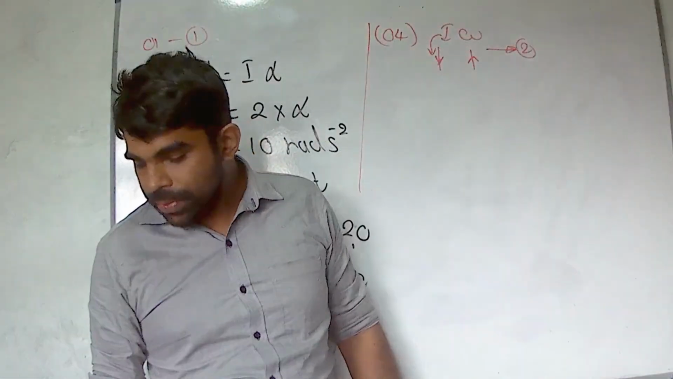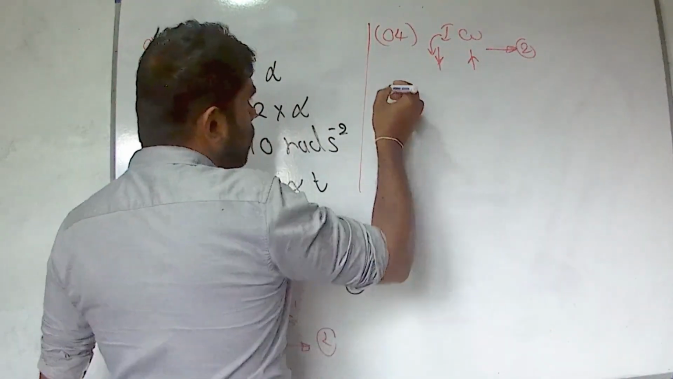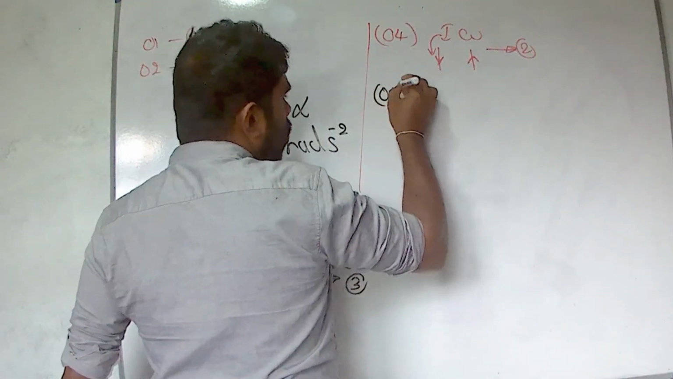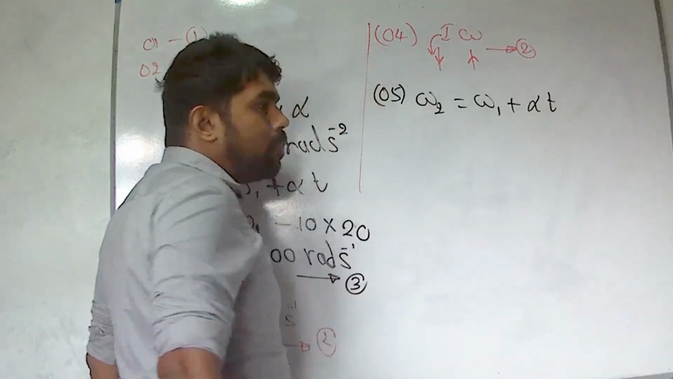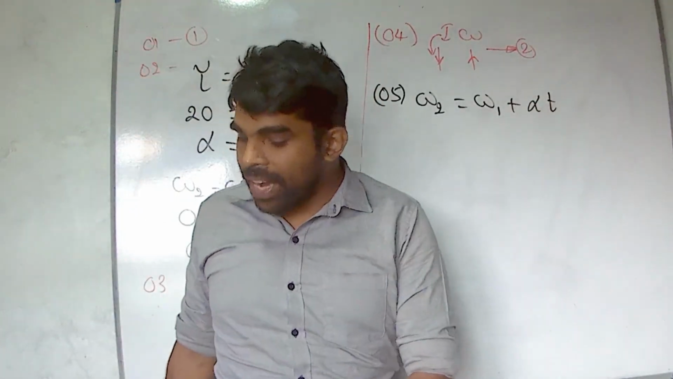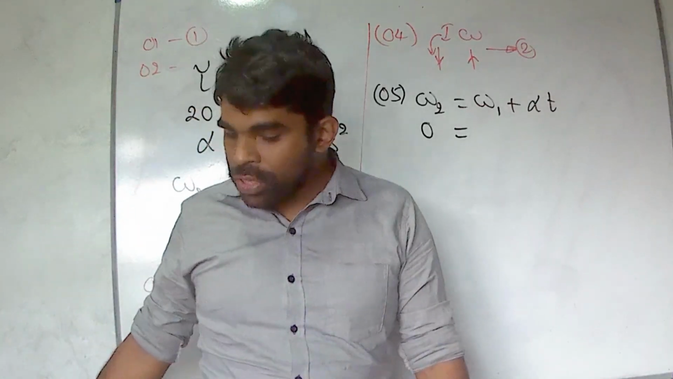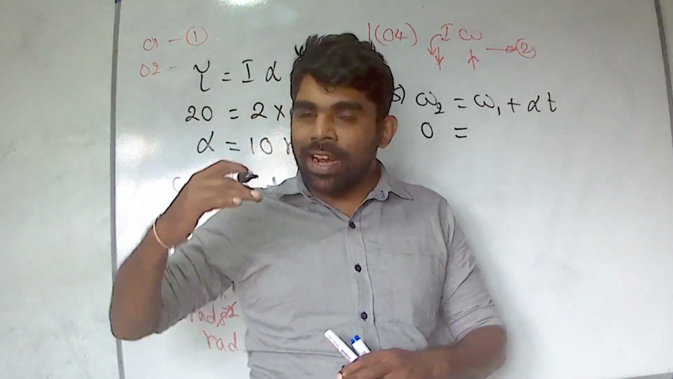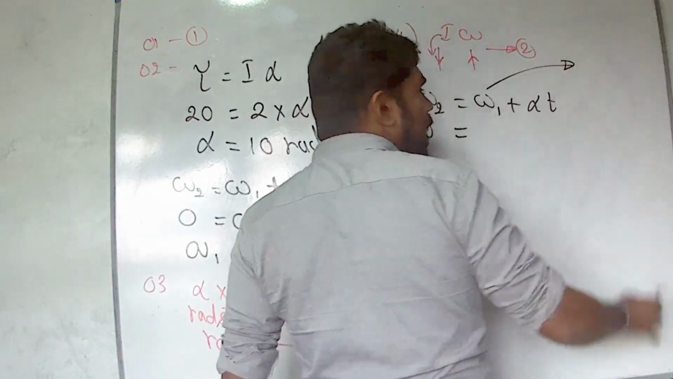We can use omega 2 equals omega 1 plus alpha t. The object should be at rest when considering the final situation. Therefore, the final velocity is 0. The initial velocity is given as 600 rpm. We have to convert rpm to radians per second.